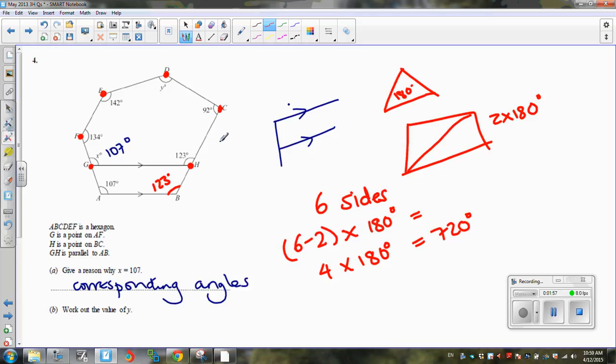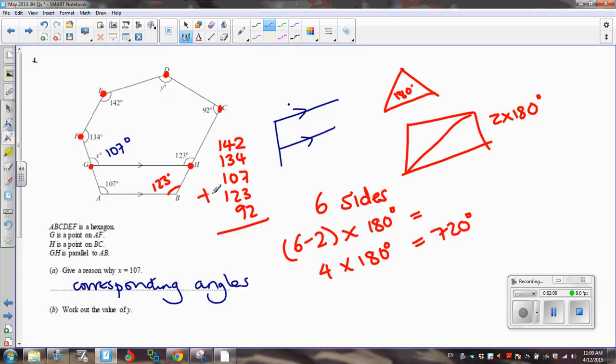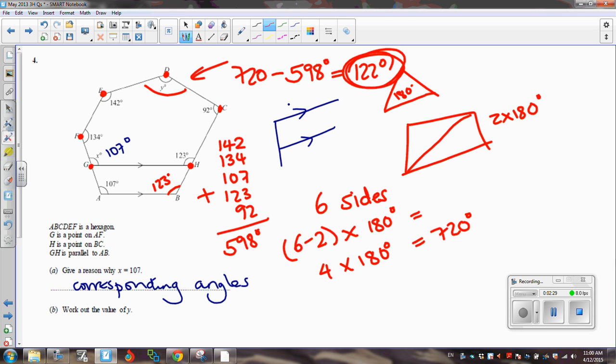So if I add the other 5 angles that we know, so 142 and 134 and 107 and 123 and 92, if I add all of those together, that comes out as 598 degrees. So this one here must be 720, which is the total, take away 598 degrees. Now that comes out as 122 degrees. So y is equal to 122 degrees.